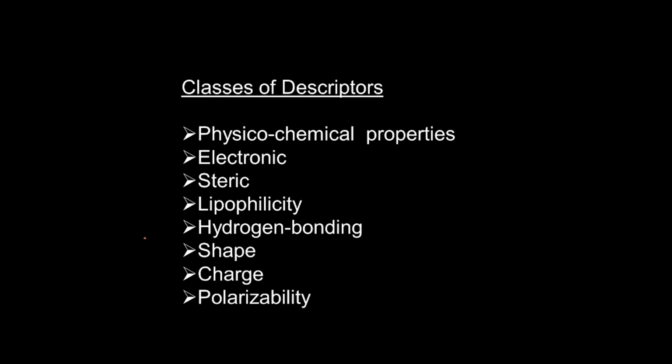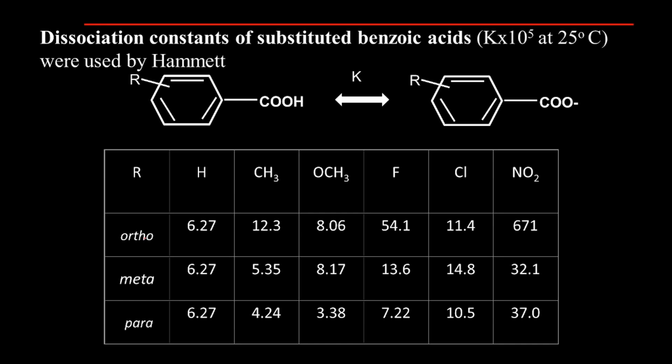So the descriptors could be physico-chemical descriptors like shape, size and so on. Electronic descriptors, electronic features, steric descriptors, volume, lipophilicity, solubility, how lipophilic it is, log P, hydrogen bonding capabilities, number of hydrogen bonds formed, shape, charge, polarizability, so many descriptors. Thousands and thousands of descriptors can be calculated for a molecule. We started with the electronic descriptors, used by Hammett.